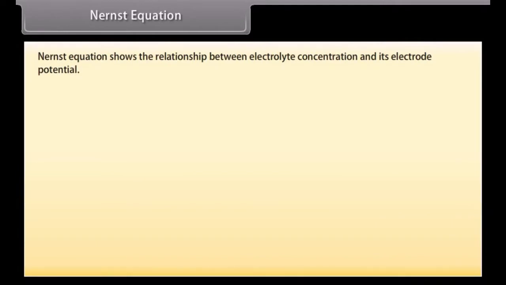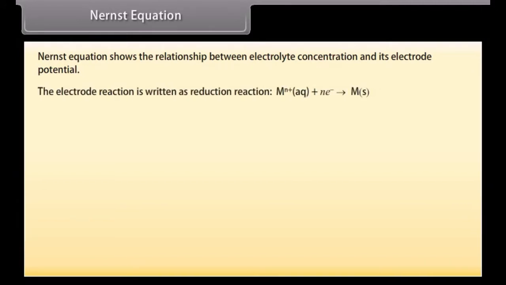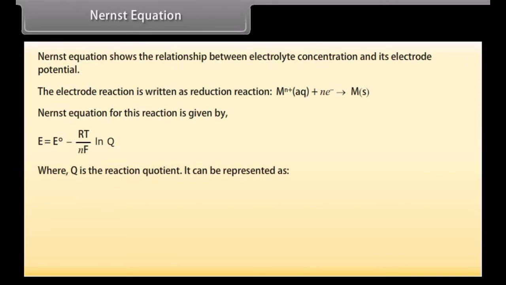Nernst equation. Nernst equation shows the relationship between electrolyte concentration and its electrode potential. The electrode reaction is written as reduction reaction. Nernst equation for this reaction is given by E is equal to E0 minus RT upon nF multiplied by natural log of Q, where Q is the reaction quotient. It can be represented by M upon M ion. Put the value of Q in the above equation.